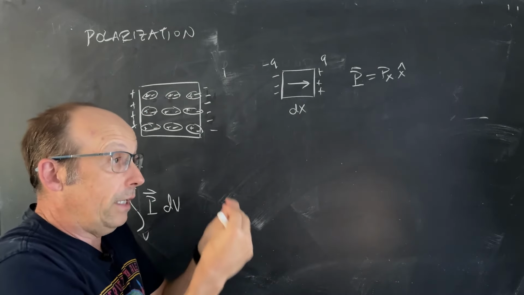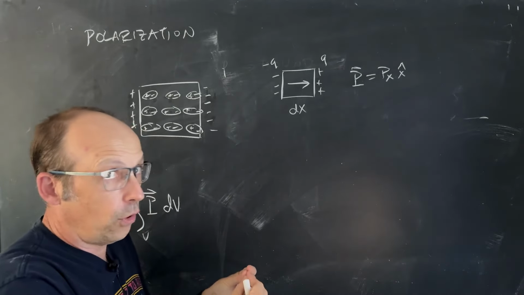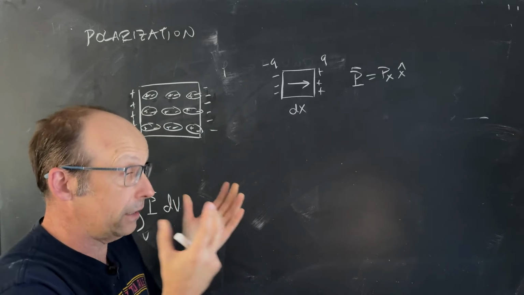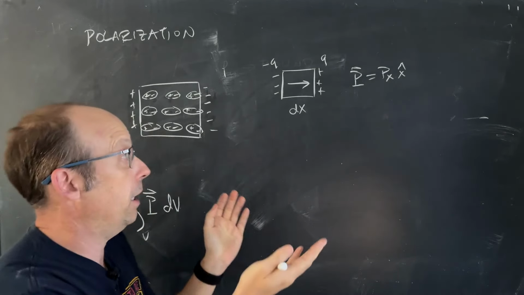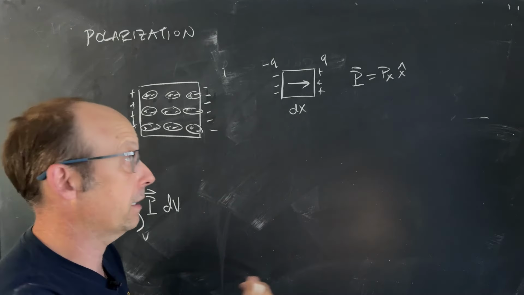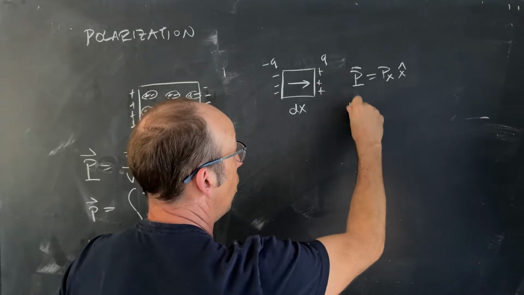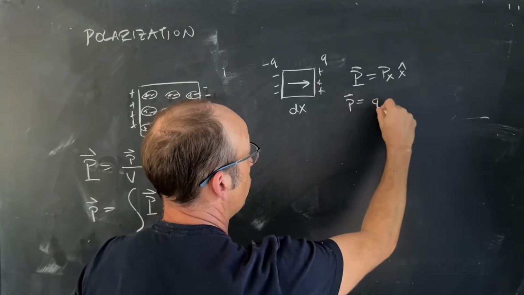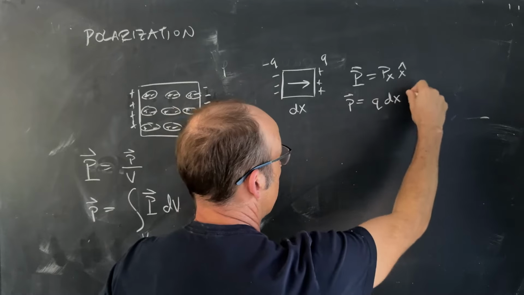Well, let's write the dipole moment for the whole thing. We can treat that, if it's super, super tiny, as a negative charge and a positive charge separated by a distance dx. So the dipole moment p is going to be equal to q dx x hat.